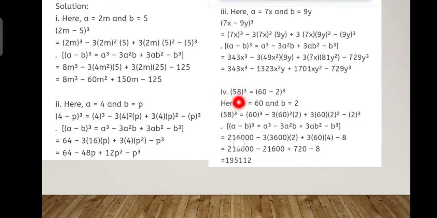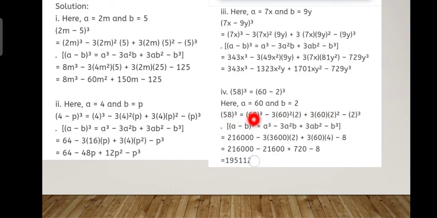So how can we write 58 cube by this formula a minus b? (60 minus 2) the whole raised to cube. Then here a will be 60 and b will be 2. So we have 58 cube will be equal to a cube, that is 60 ka cube, minus 3 into a square b. So 3 into 60 ka square into b, that is 2, plus 3ab square. So 3 into a is 60 and b is 2 ka square, minus b cube, that is 2 cube.